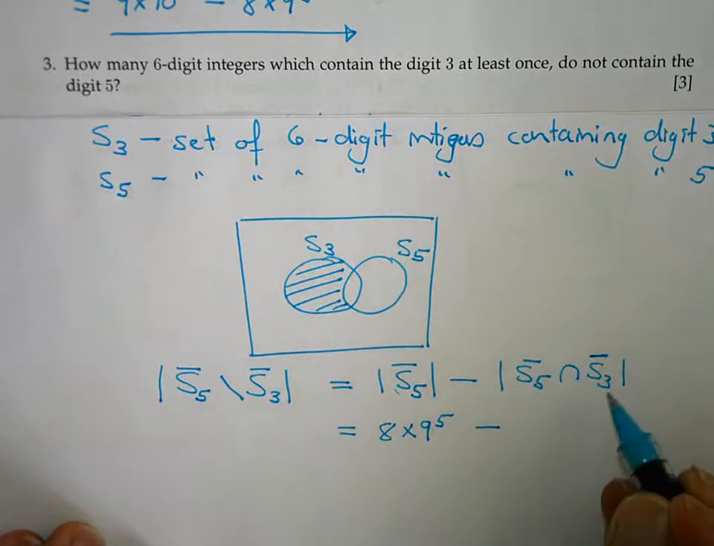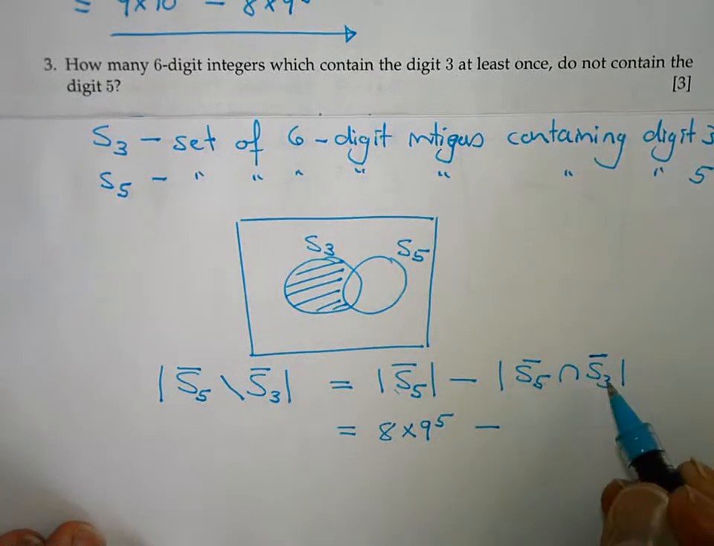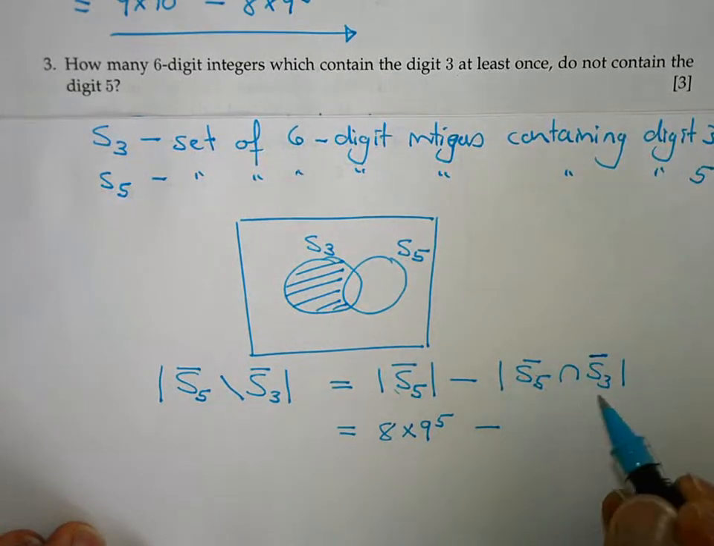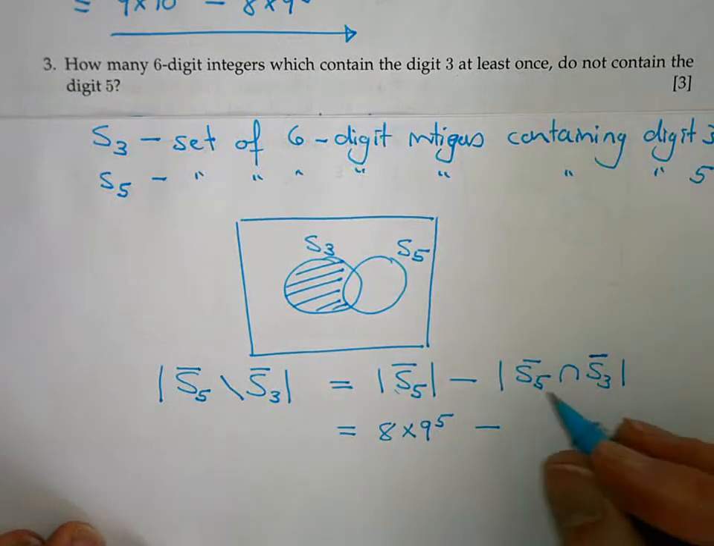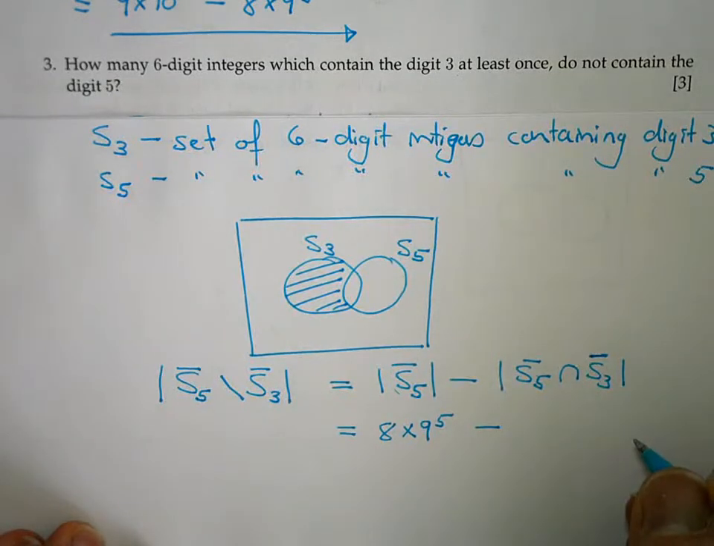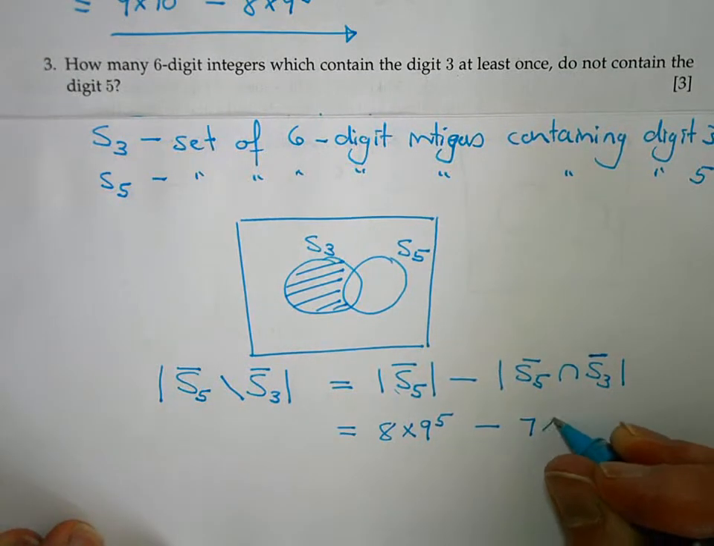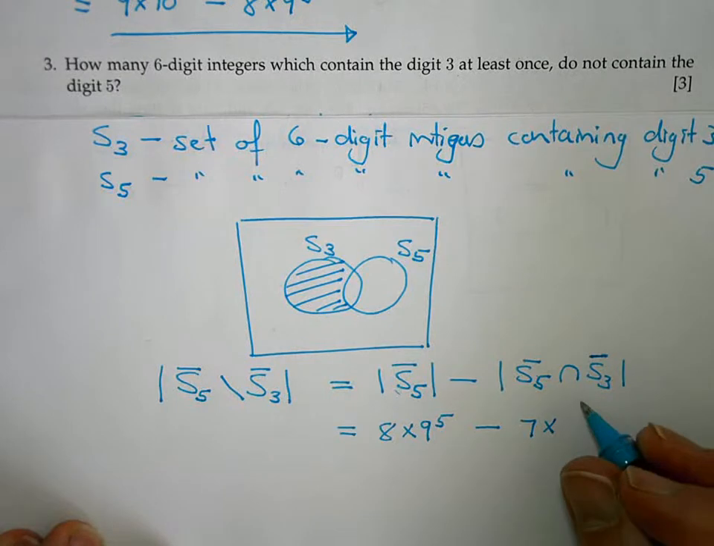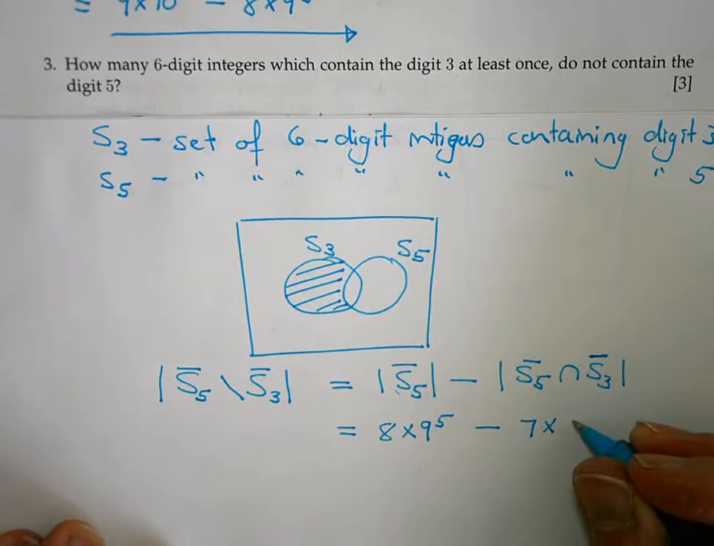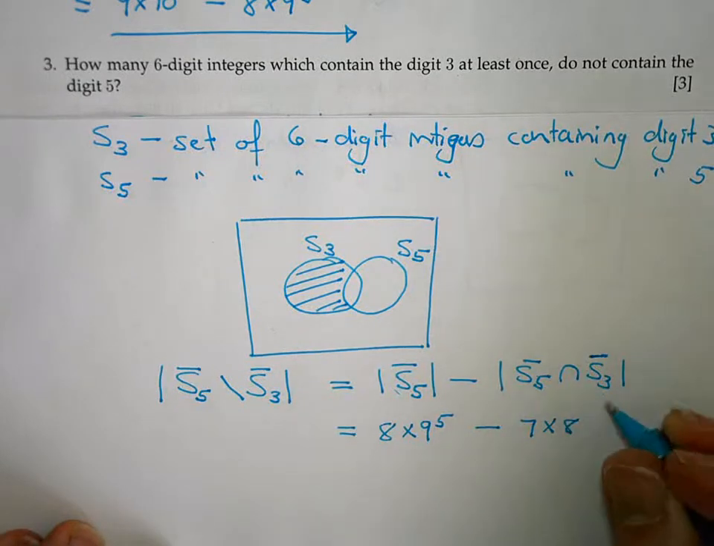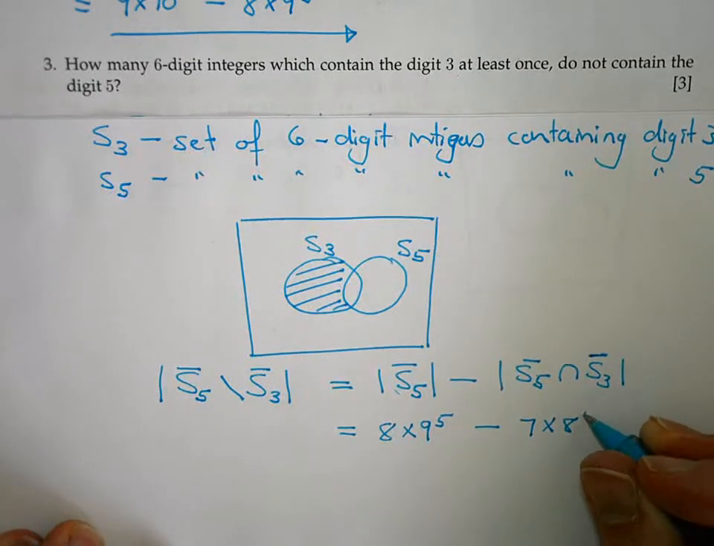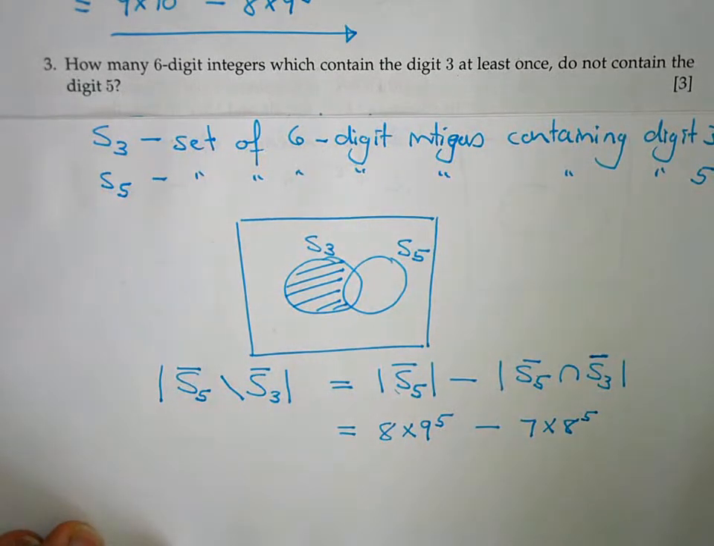The integers sitting in here do not contain 5, and they do not contain 3. So I'm constructing a 6-digit integer. I can't use 3 and I can't use 5. In the first position I can't use 0 either, so there's 7 options for filling the first position. And then for each of the remaining positions there are 8 options, anything except 5 or 3, and there are 5 remaining positions. And that is our answer.